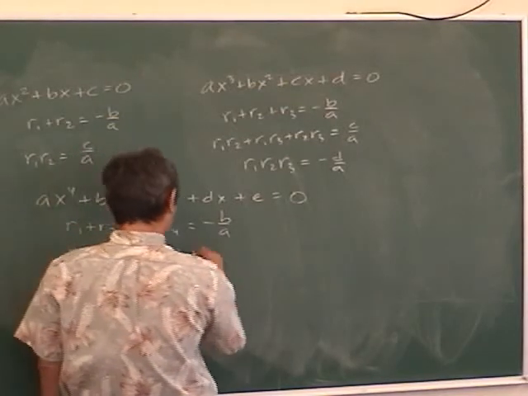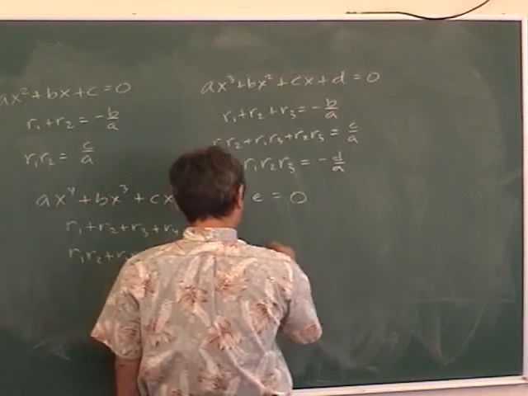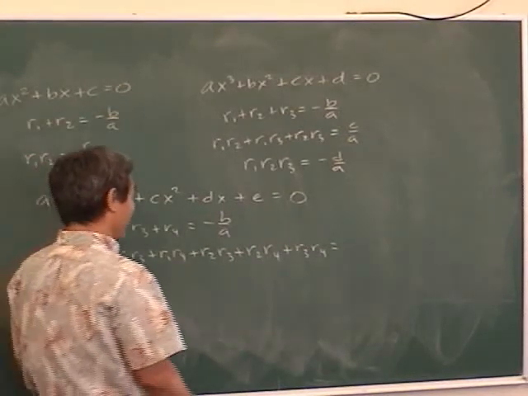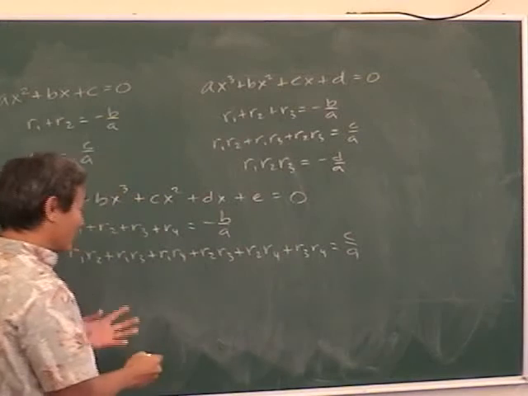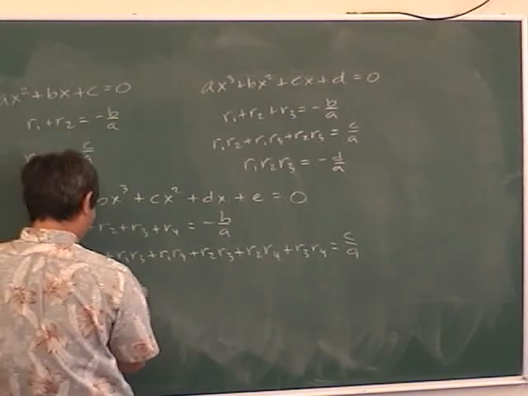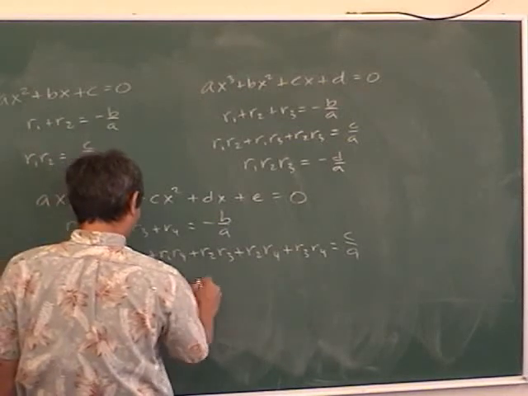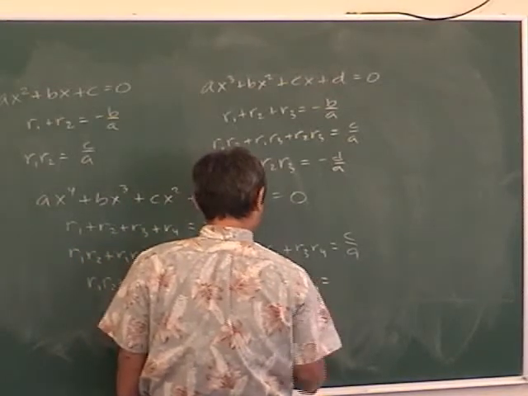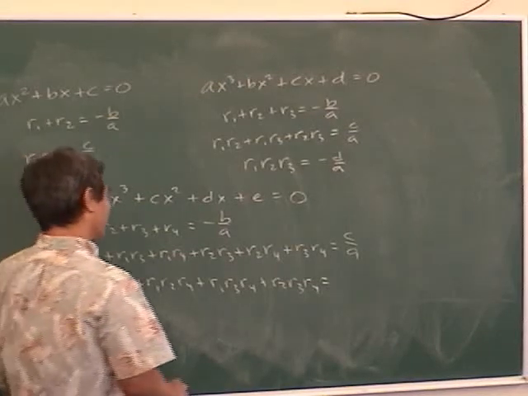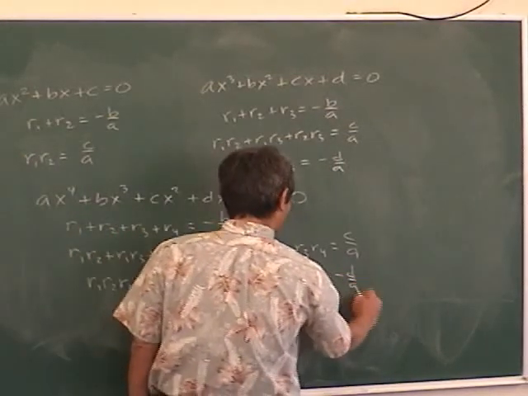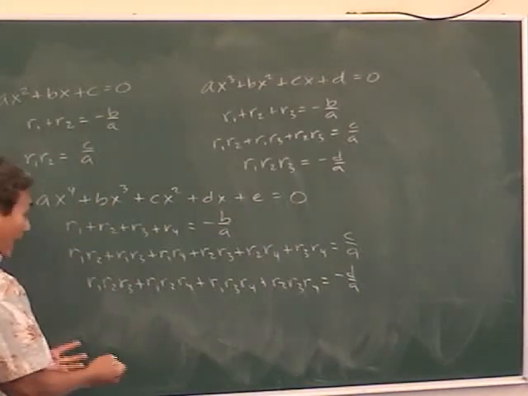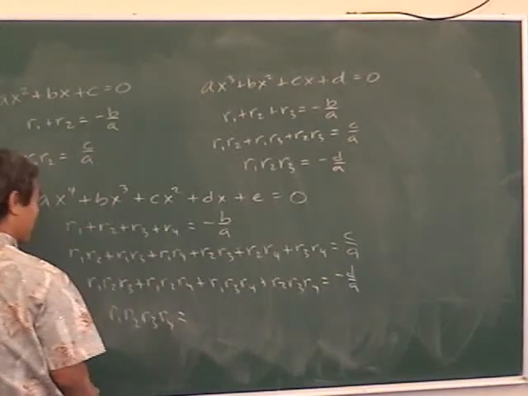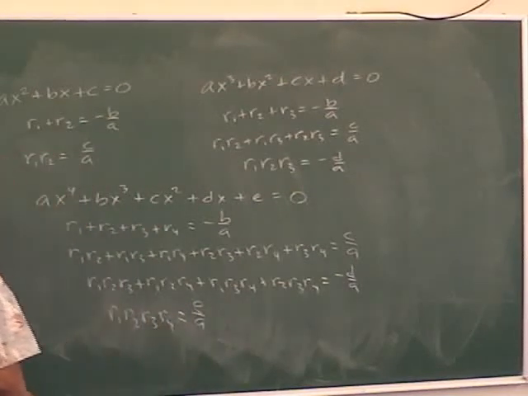If I multiply them together two at a time, r1 times r2, r1 times r3, r1 times r4, plus r2 times r3, plus r2 times r4, plus r3 times r4, you will always get c over a. You guys don't have to write this down, it's all in the notes. If I multiply the roots three at a time and then add them together, r1 r2 r3, r1 r2 r4, r1 r3 r4, r2 r3 r4, did I catch them all? Yes, I'm the teacher. You will always get negative d over a. And then if I multiply them together four at a time, but there's only four roots, r1 times r2 times r3 times r4, you will always get e over a. I think you see the pattern now.